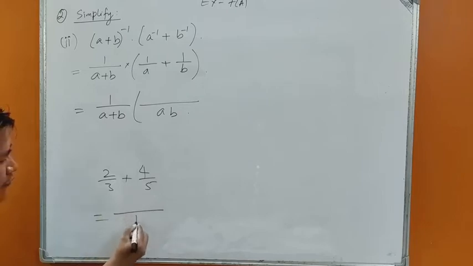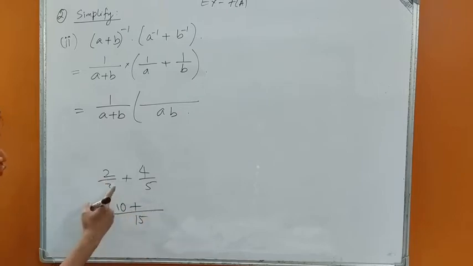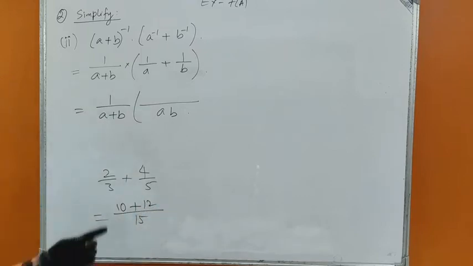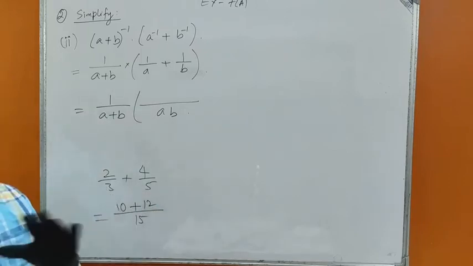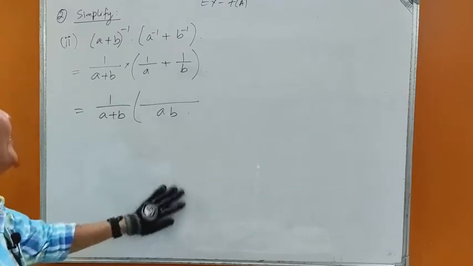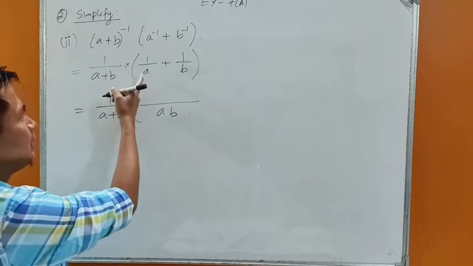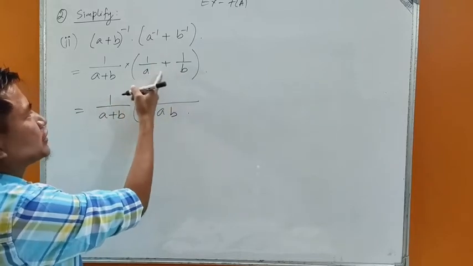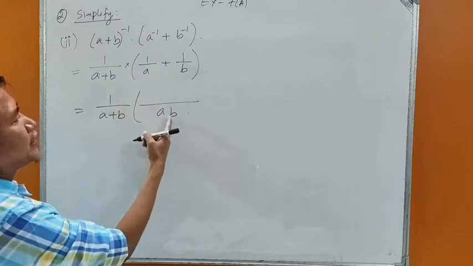3 5s are 15, isn't it? So 5 2s are 10, we write like this, and 3 4s are 12. This is the way we add fractional numbers if the denominators do not have a common multiple. Okay, now a and b are totally different numbers, so their LCM will be a into b.